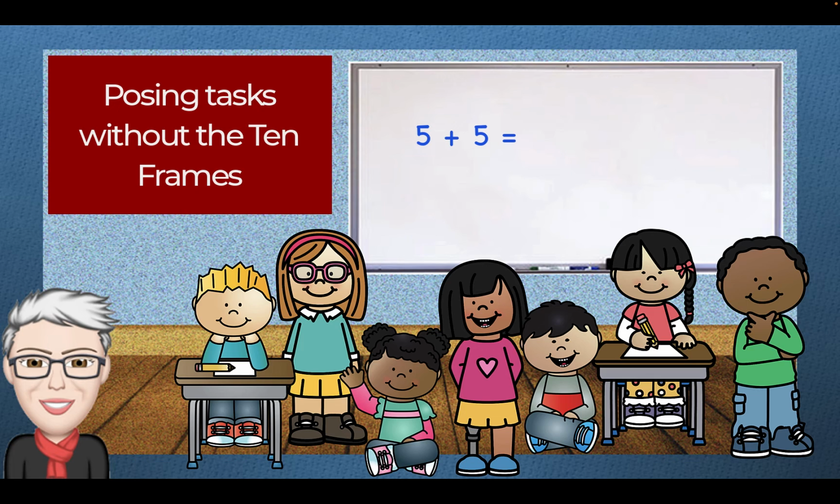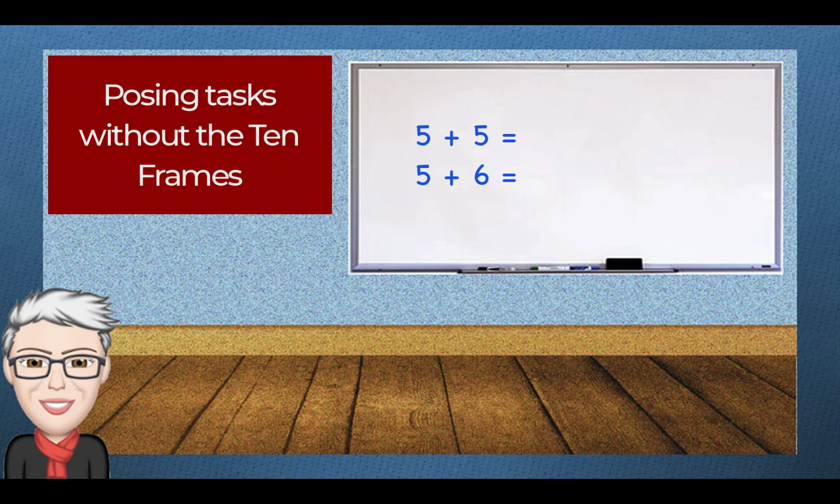Most children will just know the answer, so there will be not much to say. Follow that task by 5 plus 6. Now some children will just know this as well, but some will point out that it's just one more than the last one. In other words, they are reasoning using a thinking strategy approach.